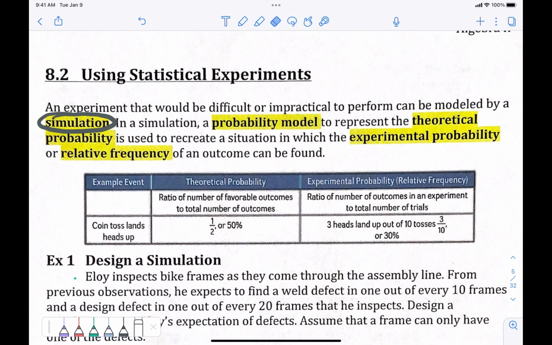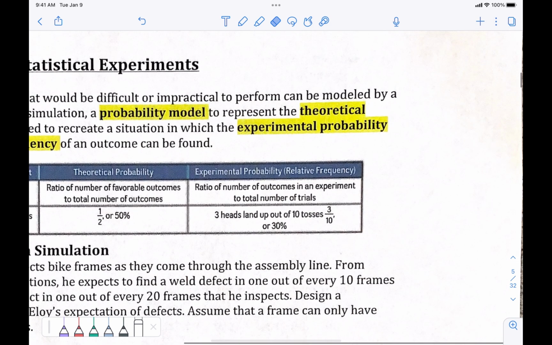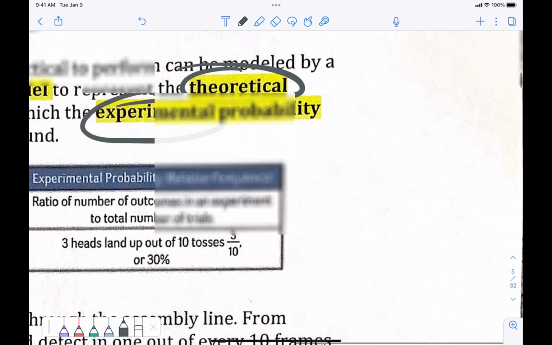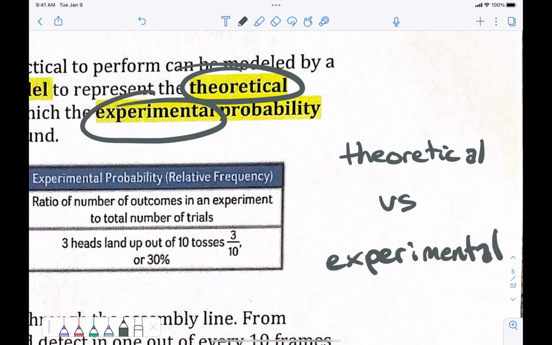There are two things that we're going to be comparing in this section: the theoretical probability versus the experimental probability. I'm going to write that off to the side over here. Theoretical versus the experimental. The theoretical is what should happen, like what results I should get.